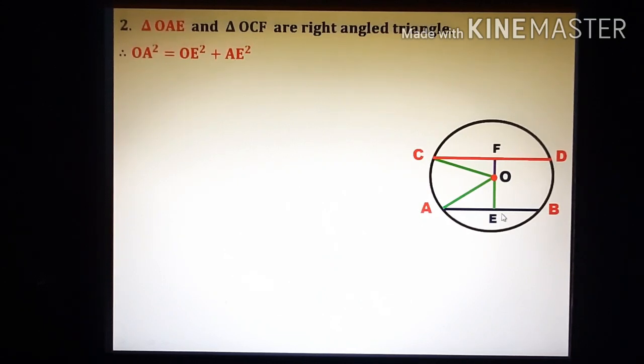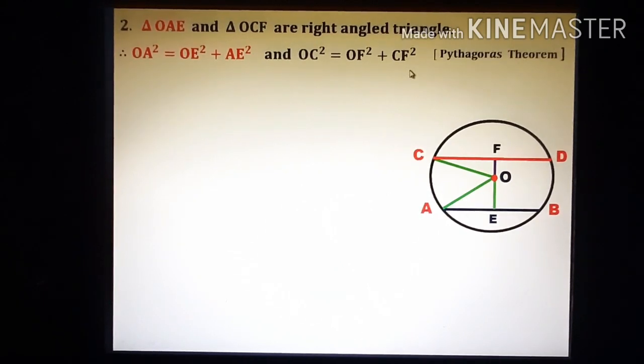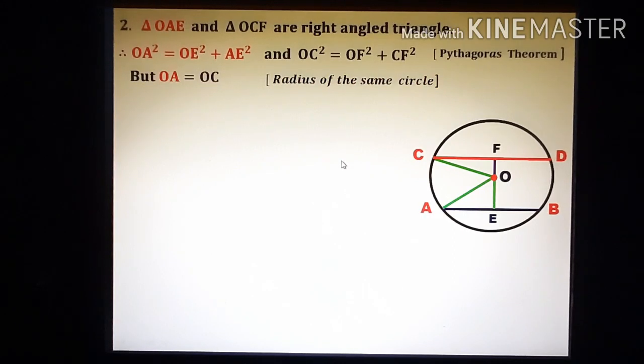according to Pythagoras theorem. Again, in triangle OCF, OC is the hypotenuse, therefore OC square is equal to OF square plus CF square. My dear, this one I have written according to the Pythagoras theorem. So my dear students, again we can write, but OA is equal to OC. Do you know why? Yes, OA is a radius and OC is also a radius of the same circle.